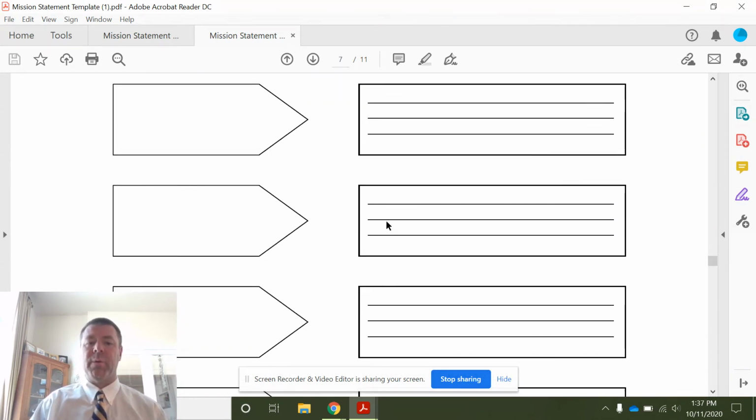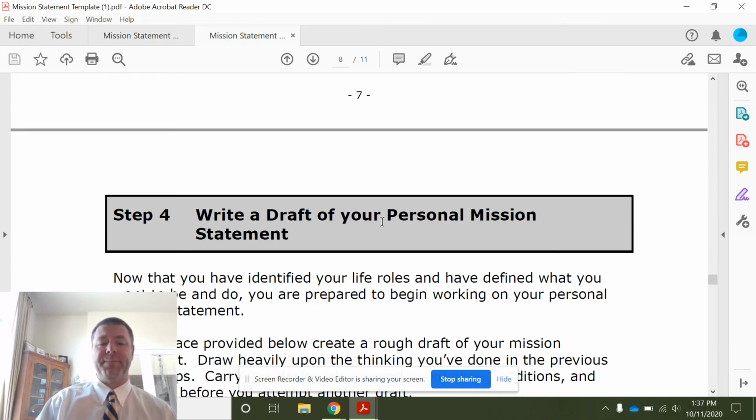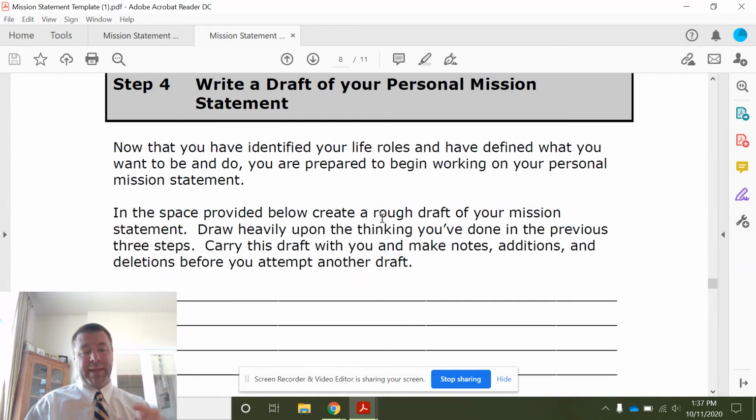You can list out those roles that you have that are the top ones. Then take your time and handwrite. I personally would choose to handwrite, maybe print this out if you can. Handwrite your first draft, because you're going to find that when you handwrite something, it's more meaningful.